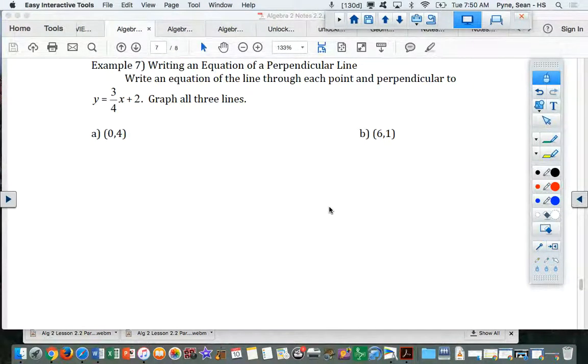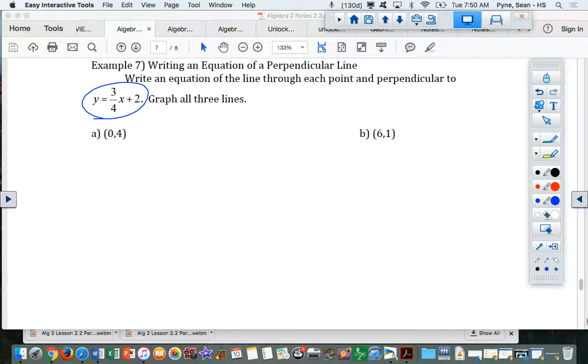Write an equation of a perpendicular line. Write an equation of a line through each point and perpendicular to y equals 3 over 4x plus 2. Graph all 3 lines. The graph's on the back, guys. We'll be graphing that. But we're going to make all 3 of the equations first. So we already have our first one. Y equals 3 over 4x plus 2.